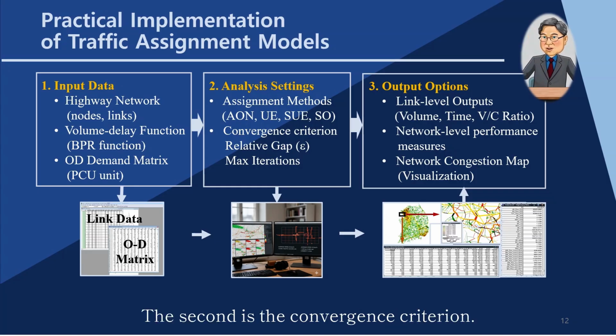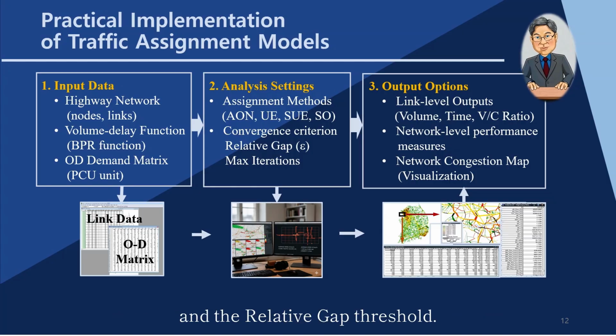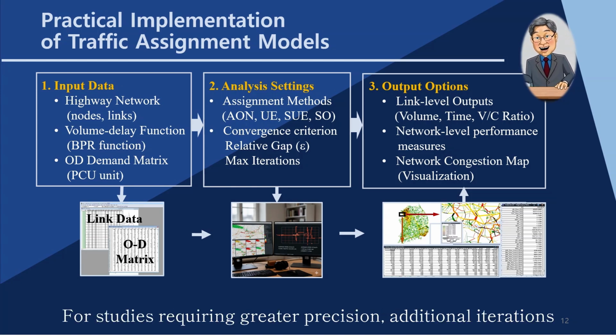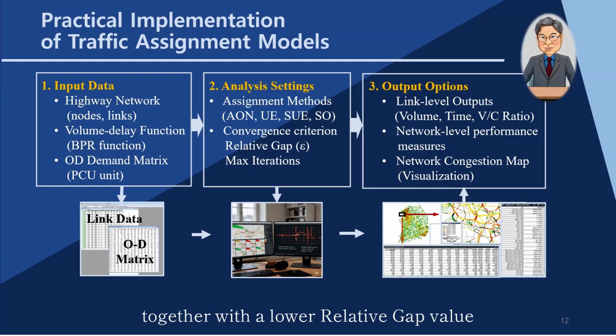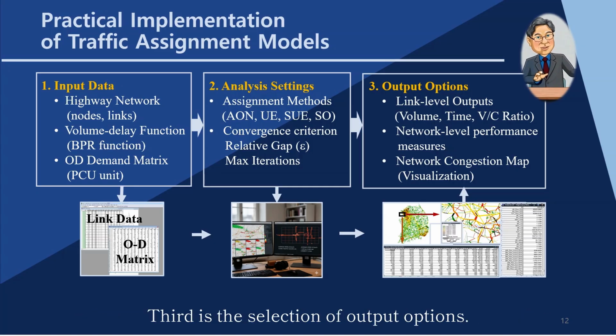The second is the convergence criterion. The analyst must specify both the maximum number of iterations and the relative gap threshold. In practice, relative gap values of 10 to the minus 3 or 10 to the minus 4 are commonly adopted. For studies requiring greater precision, additional iterations together with a lower relative gap value can improve the accuracy and reliability of the final solution. Third is the selection of output options.